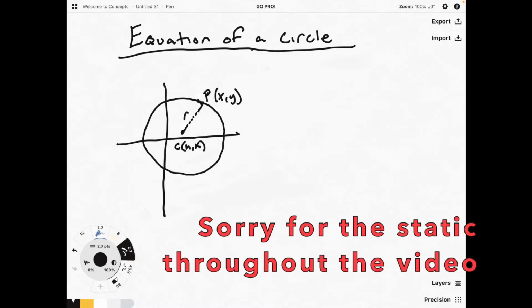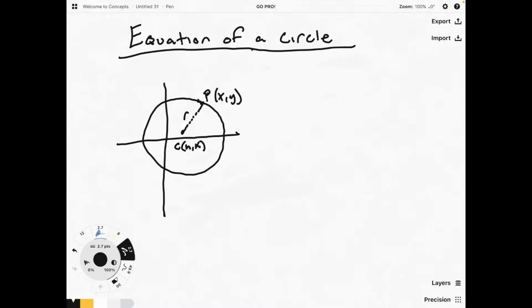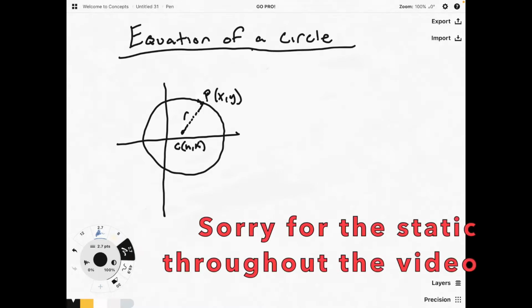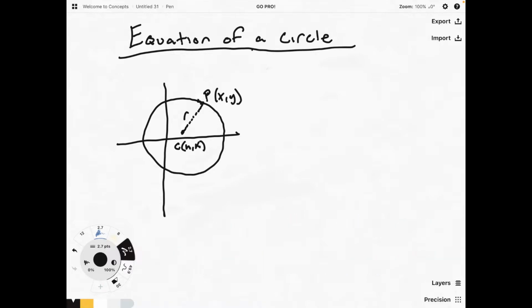If we look at the diagram that we have drawn here, we see that we have a point C with the coordinates h and k, and a point P with the coordinates x and y. We see that PC is equal to the distance. We see that r is equal to the distance of C and P.